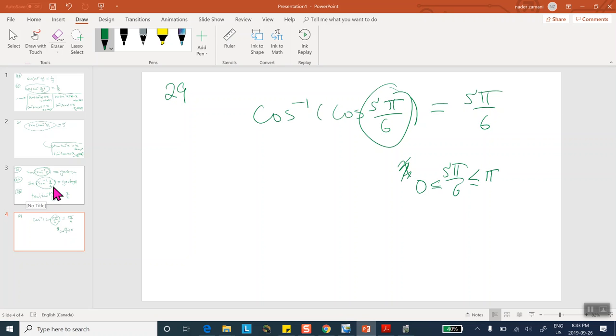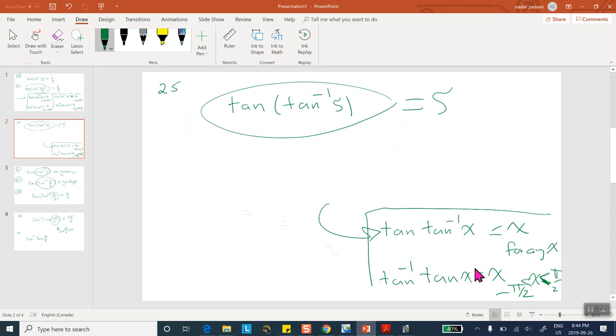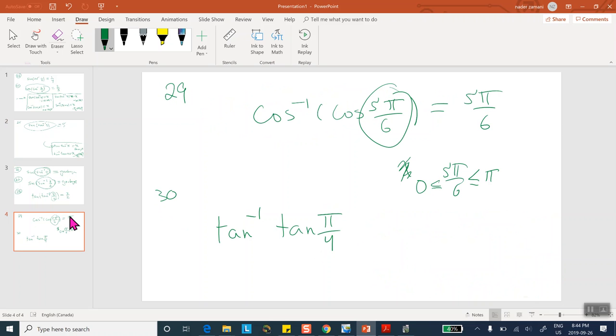Number 30, tan inverse of tan of pi over 4. Okay? Let me remind you what we said about tan. As long as the thing that you give me is between pi over 2 and minus pi over 2, then this is going to be equal to x. So here, this number is between plus pi over 2 and minus pi over 2, and this is pi over 4.